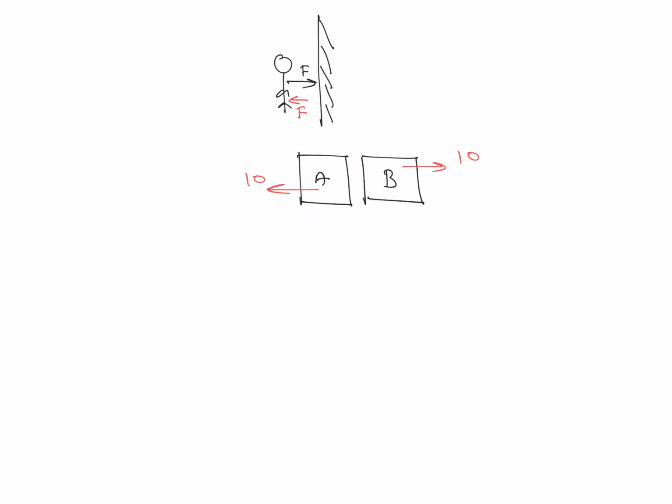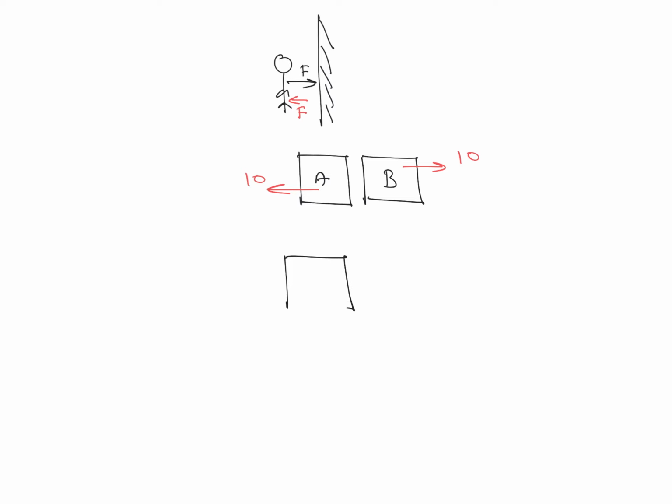Now just remember another very important thing: the force exerted by the person is acting on the wall and the force exerted by the wall is acting on the person. So the action force and reaction force are not acting on the same object. Like the force exerted by A is acting on B and the force exerted by B is acting on A. The action force and reaction force are not acting on the same object, so they will never cancel each other. We cannot cancel this 10 Newton force with the other 10 Newton force as they are acting in opposite directions, because they are not acting on the same object.